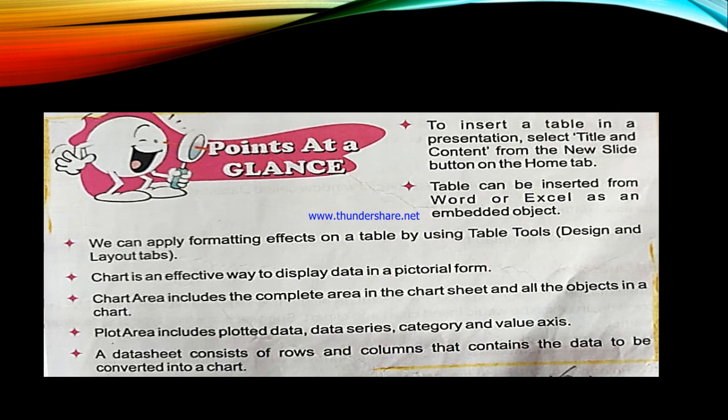A chart is an effective way to display the data in a pictorial form. The chart area includes the complete area in the chart sheet and all the objects in a chart. The plot area includes plotted data, data series, category and value axis. The data sheet consists of rows and columns that contain the data to be converted into the chart.